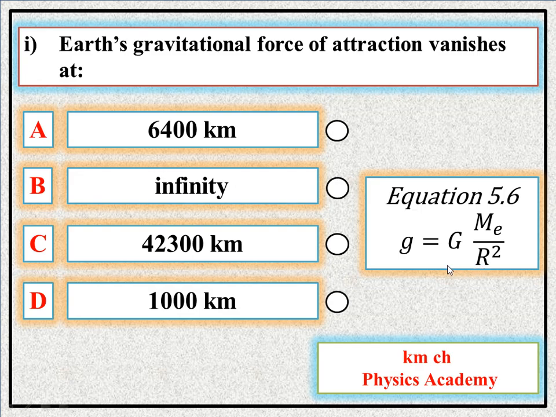So the value of g will decrease as r will increase, but it will not vanish until this r becomes infinite. So when r becomes infinite, then the value of g will vanish. So our option B, infinity, is the correct option. Earth's gravitational force of attraction vanishes at infinity. So we will fill this circle in front of option B with black ink.